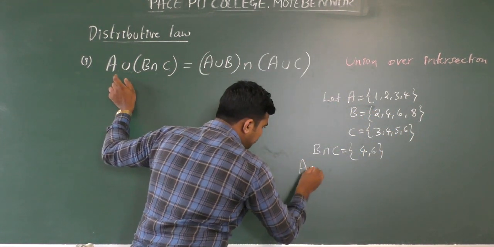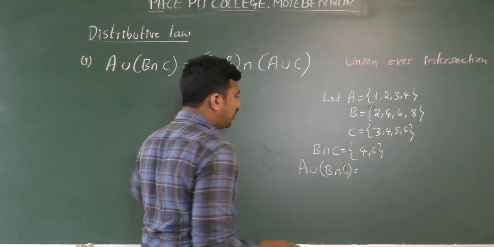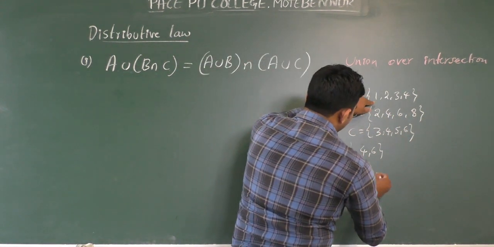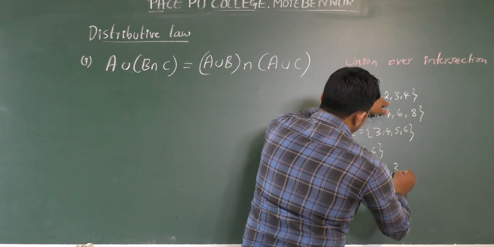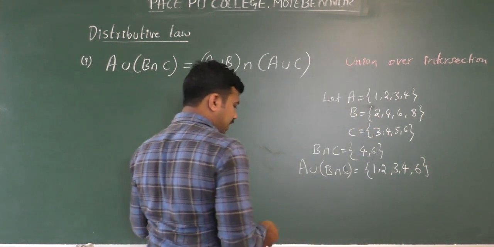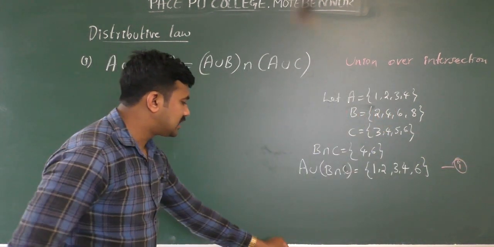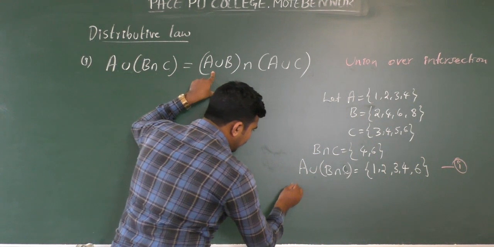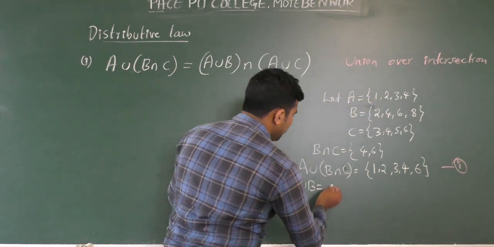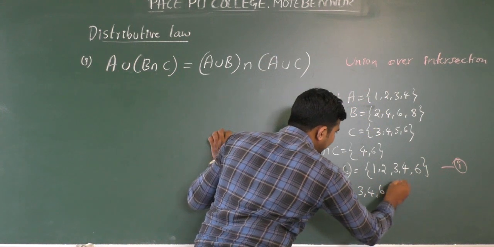Similarly, A union of B intersection C means here we need to collect all the elements of A and B intersection C. That is nothing but the set of all the elements 1, 2, 3, 4, and 4 you already have, so don't write 6 again. This is the first equation, or LHS. Similarly, what is the RHS? RHS is A union B. We need to find it. A union B is nothing but collecting all the elements of A and B. So the set of all 1, 2, 3, 4, 6, 8.